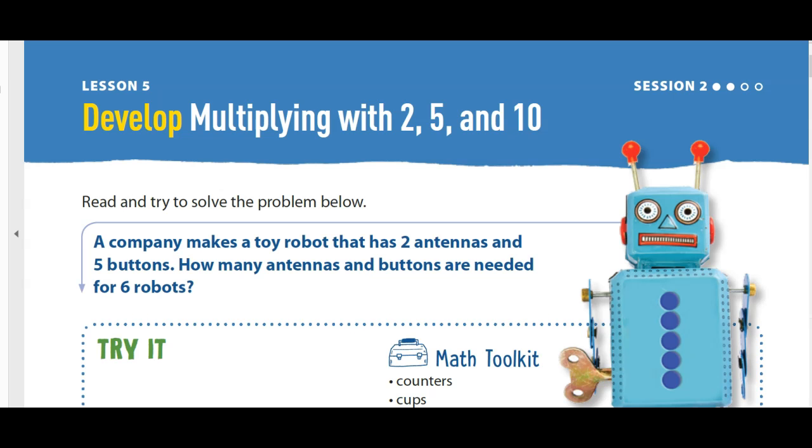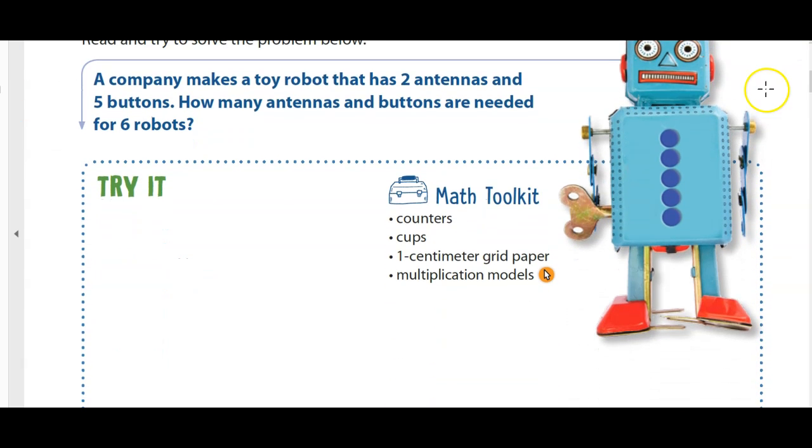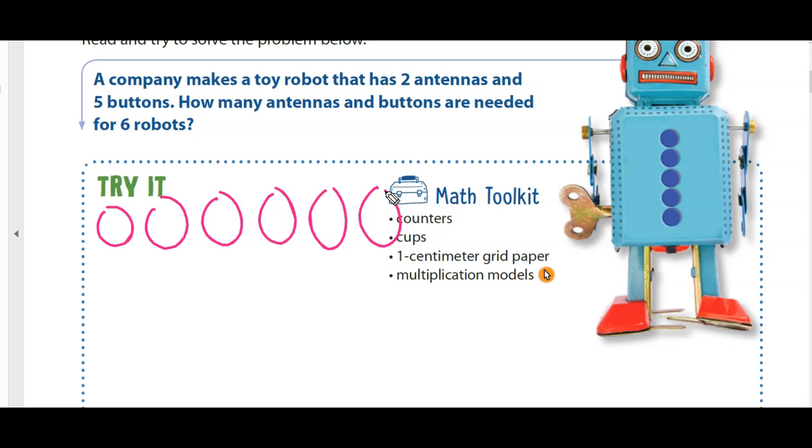Again, for session 2, which is lesson 5, unit 2, we're multiplying by 2s, 5s, and 10s. Okay, a company makes a toy robot that has 2 antennas and 5 buttons. How many antennas and buttons are in 6 robots? Interesting. So, how many robots? 6, right? So, 6. 1, 2, 3, 4, 5, 6. And I'm going to use that color for the buttons. How many antennas for each robot? 2.